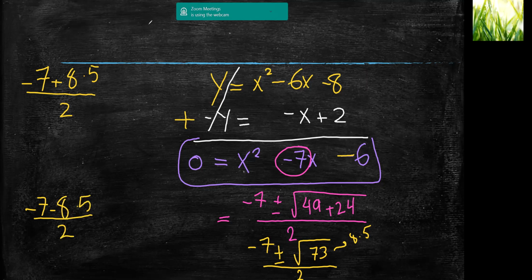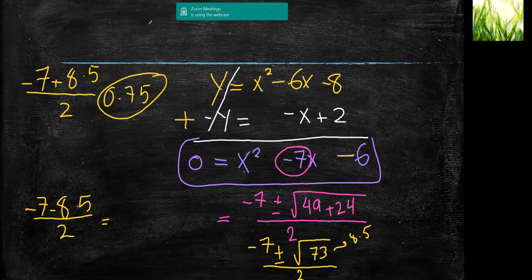Now, -7 plus 8.5 is 1.5, over 2. 1.5 over 2, which is 0.75. This is the first x.